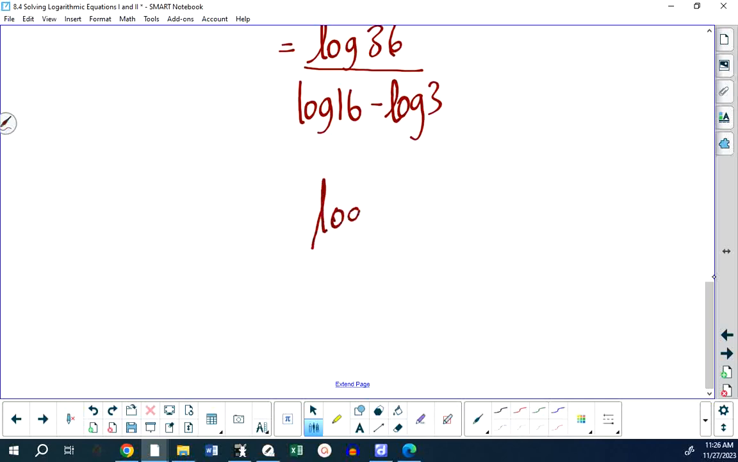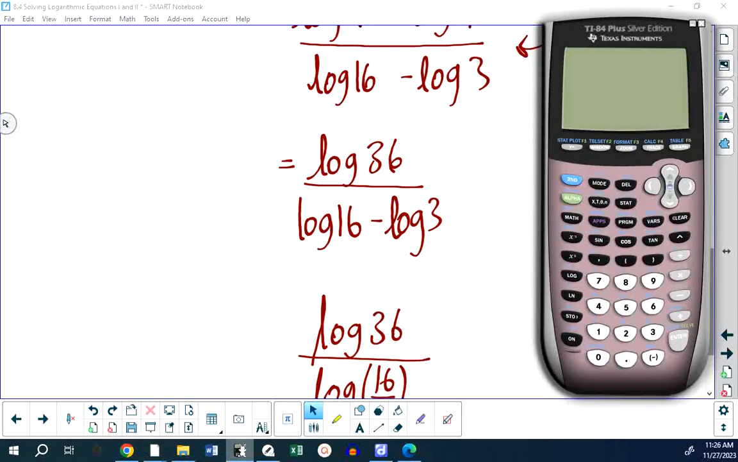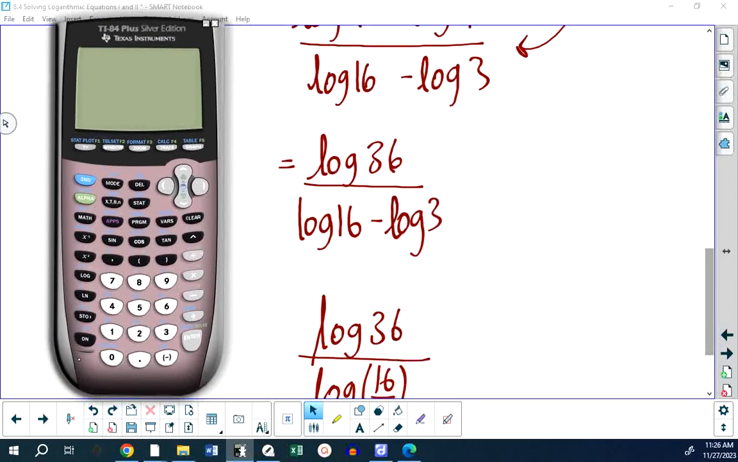Could you write log of 36 over log of 16 thirds? Yes, but I would say why? Why introduce a complex fraction when you don't need to? Had the 16 been divisible by 3, like maybe it was 16, log 16 minus log 3, by all means divide them. And if we want a decimal answer, we can. I'll go with this one in the center of the screen.